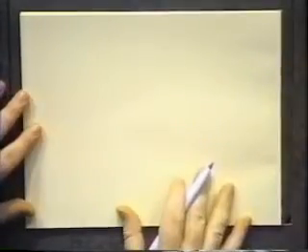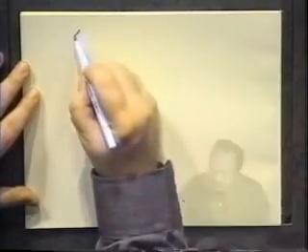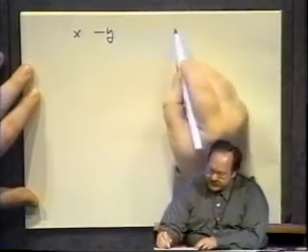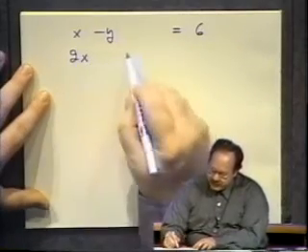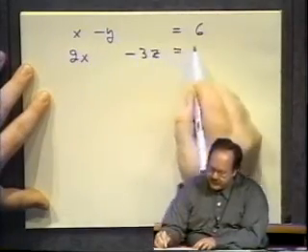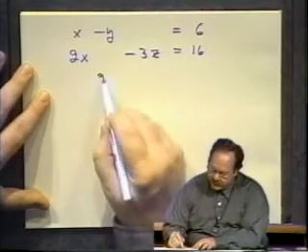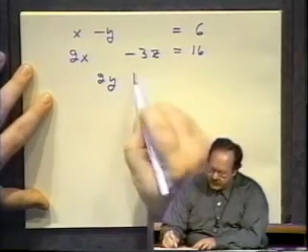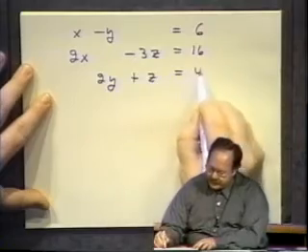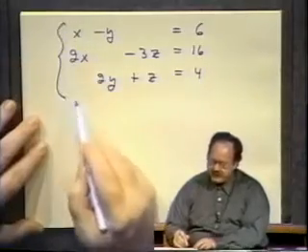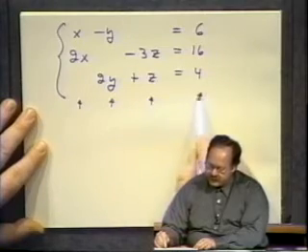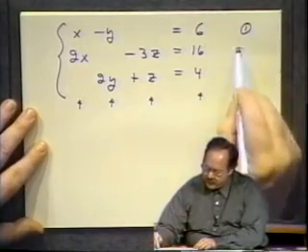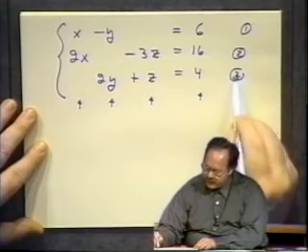So first I'm going to reorganize it so everything's lined up. I'll have x minus y, I don't have a z so there'll be a space, equals 6. The next one is 2x minus 3z equals 16. And the third one is 2y plus z equals 4. So there's my system, and now I'll put little arrows here to indicate that I've lined everything up the way it should be. This is equation 1, equation 2, and equation 3.